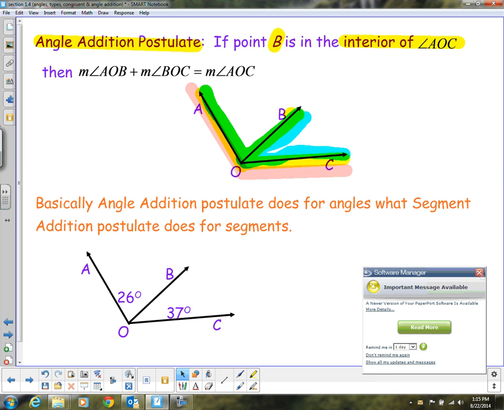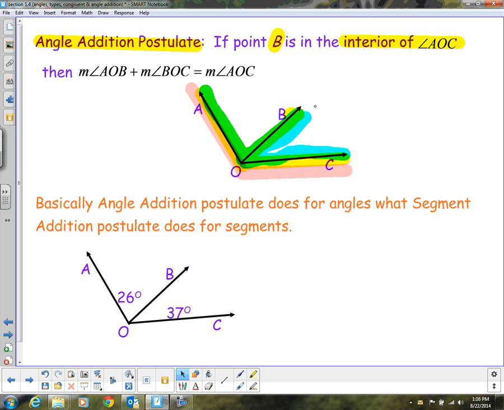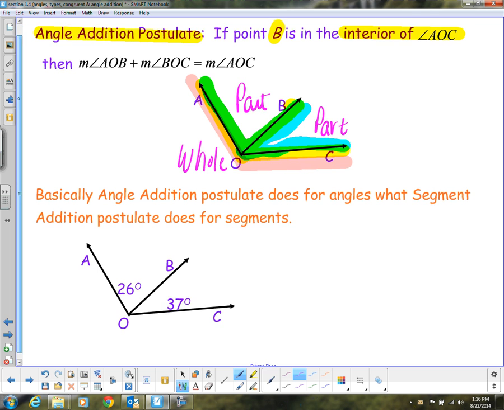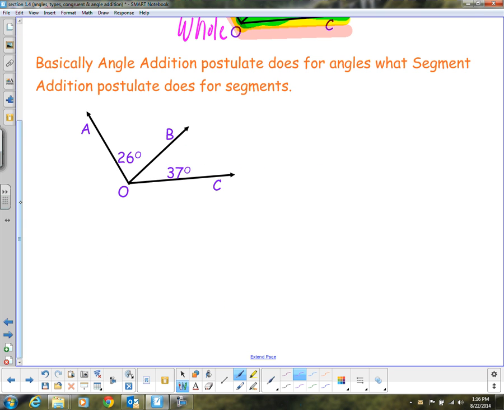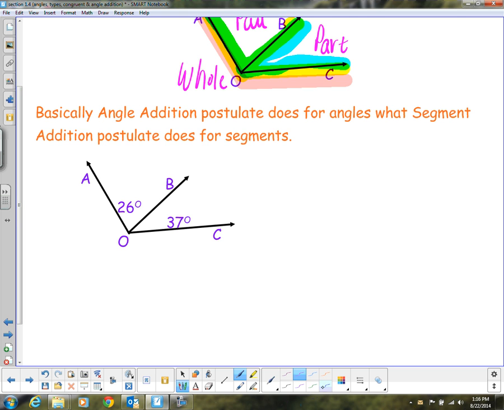All right, similar to segments. What we're saying is if we take this part and we add it to this part, that will come up with the whole angle. That would be the AOC. So again, basically, angle addition does for angles what segment addition did for segments. All right, here's our first example, and I think that you would agree that this is kind of intuitive.